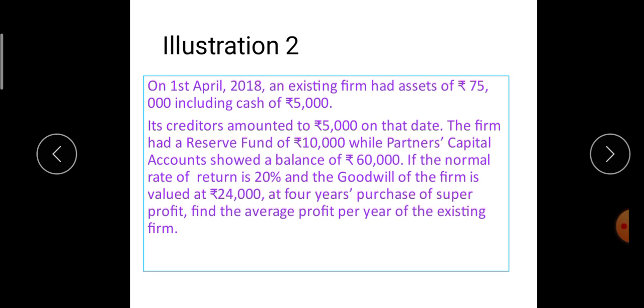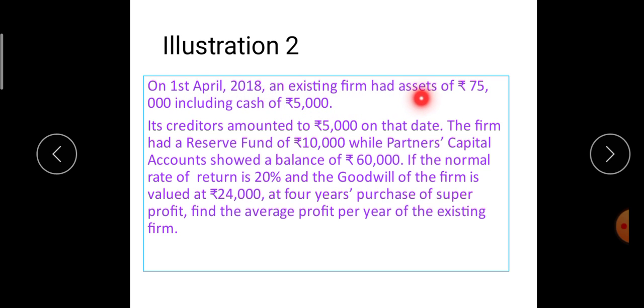Now let's take the second illustration. Here they have given us the value of goodwill. See, in the previous questions we had calculated the value of goodwill. Here they have given us the value of goodwill, and they are asking us to find out the average profit of the firm. So this question is a little different from the previous ones. Okay.